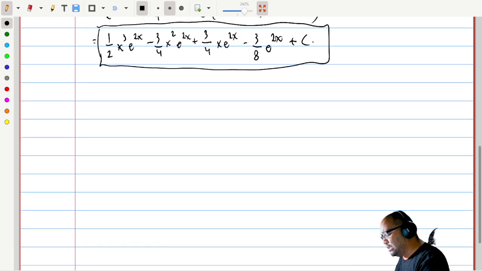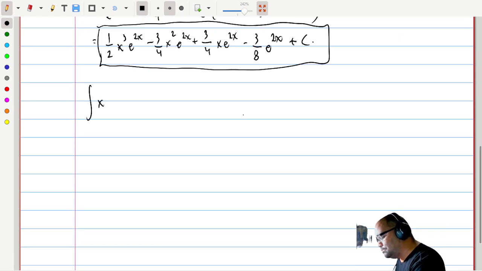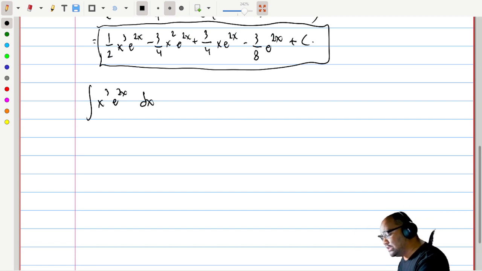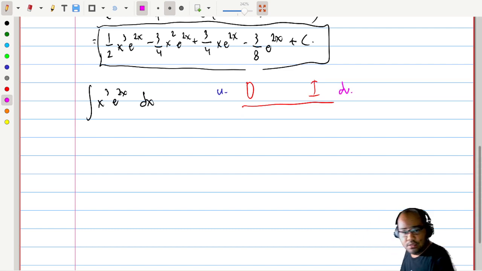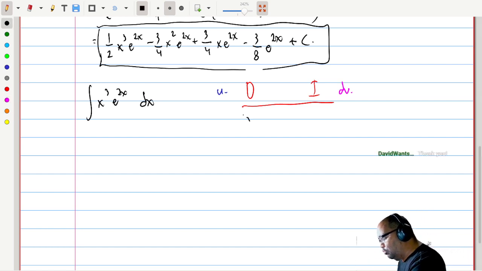is, so let's write down this integral again. We'll set up 2 columns, a D column and an I column. D corresponds to your u choices. And then I is your dv. Okay? One side you differentiate, the other side you integrate. So we're going to put x cubed in our D column, e to the 2x in our I column.